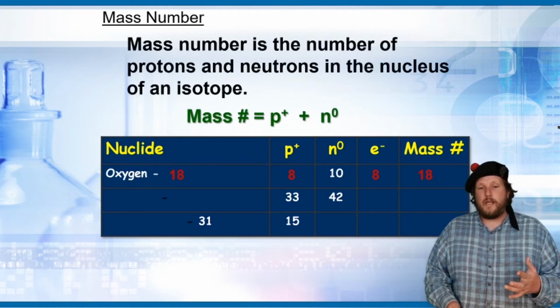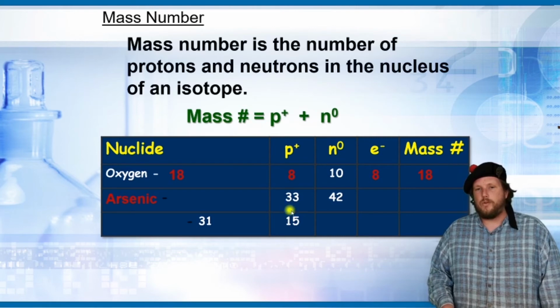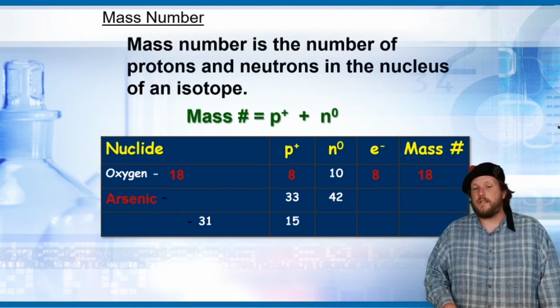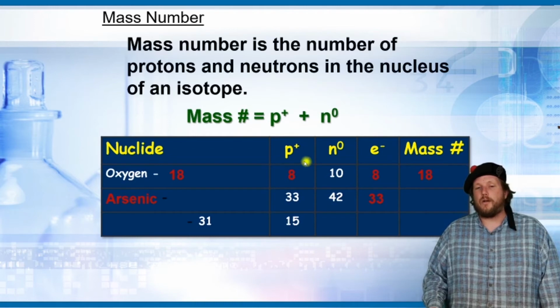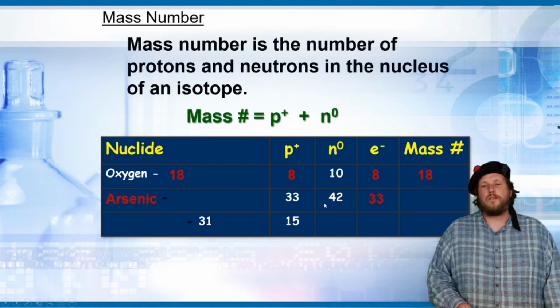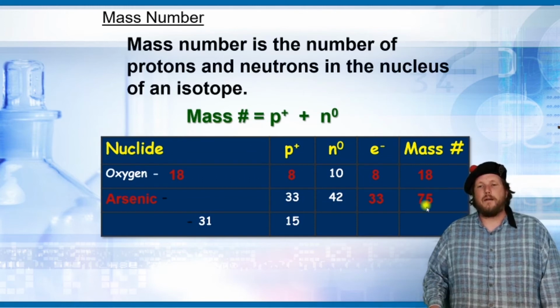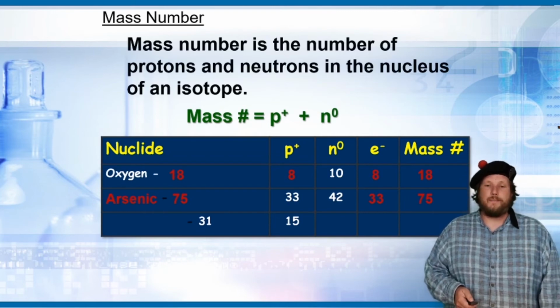So moving from here, we have arsenic. We know it's arsenic because the protons are 33, which means the atomic number is 33, which means we can look that up on the periodic table and see that it's arsenic. We know that there are 33 electrons because there are 33 protons. It tells us the neutrons is 42. Mass number, add up 33 and 42, you get a mass number of 75, so we call that arsenic 75.